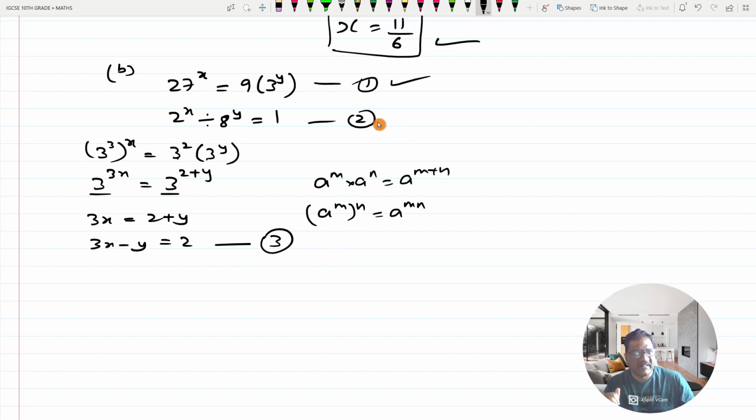Okay. Now same thing I'm going to do with equation number 2. So 2 raised to x divided by 8 raised to y equal to 1.